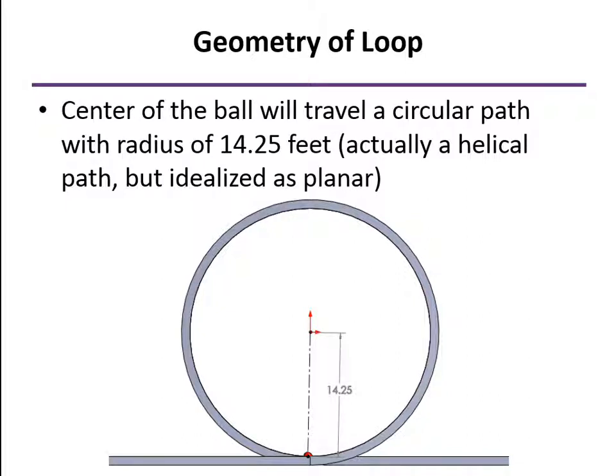I'll just point out here, this is not really a planar path that it's traveling around, because it is moving in the third dimension, the one perpendicular to the screen here. But that dimension is small compared to the radius, and so idealizing the path as planar is a good assumption here.